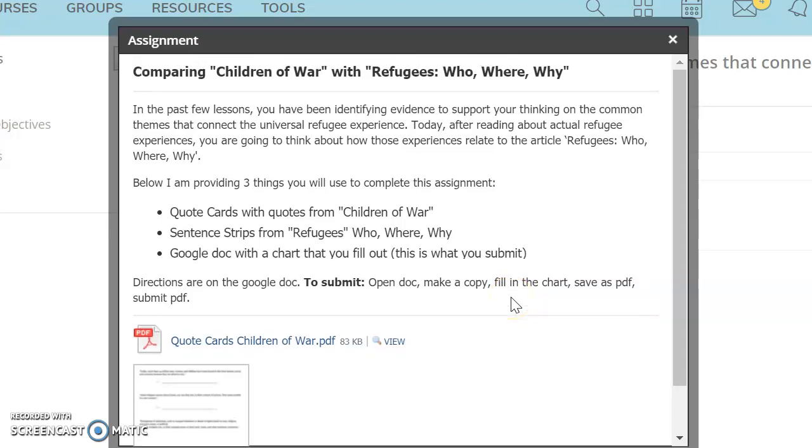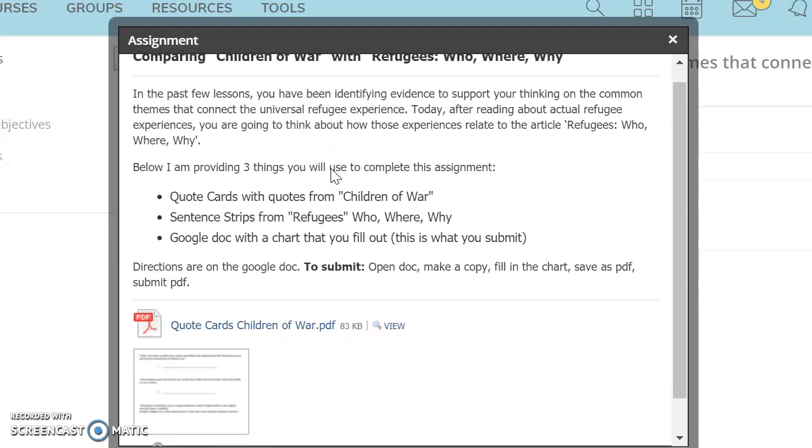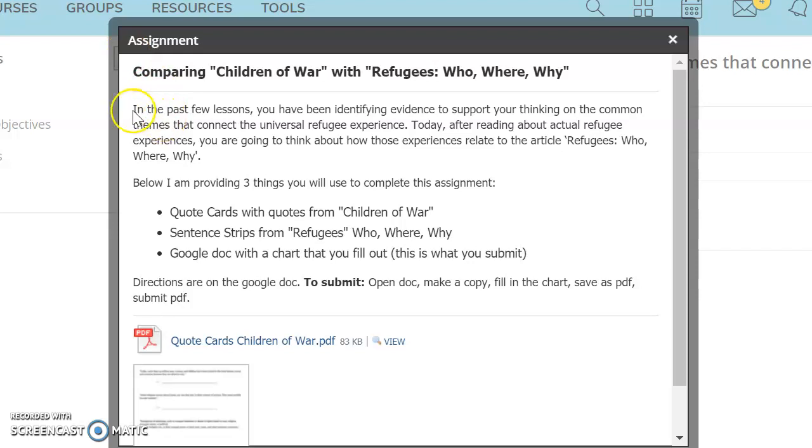Hey guys, I'm just going to walk y'all through this assignment because it can be kind of confusing, and I want to make sure that y'all know exactly what you're supposed to be doing. So, this is what it should look like. I'll just go ahead and read this.